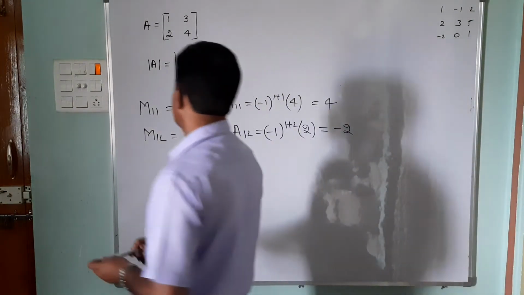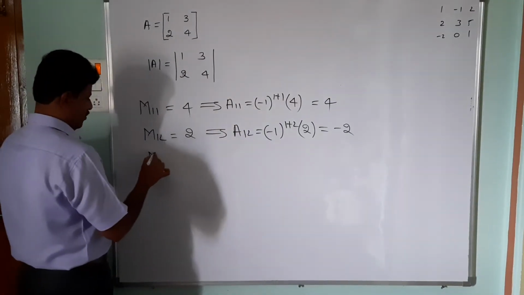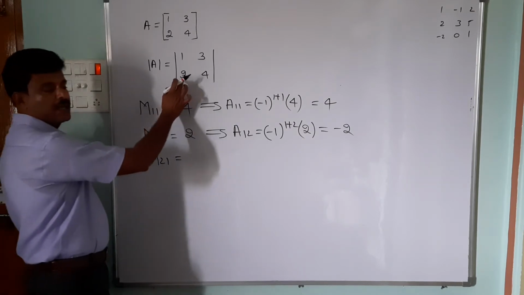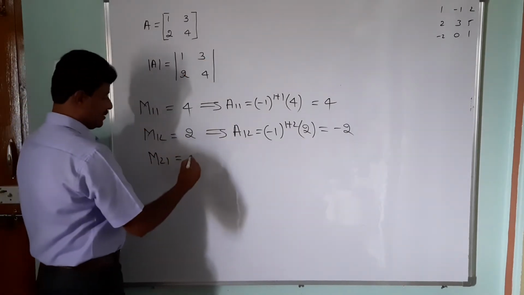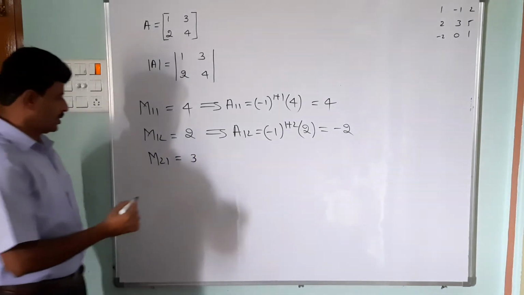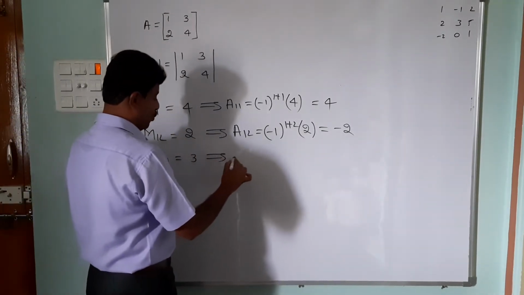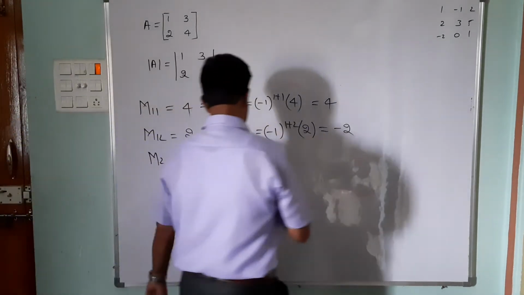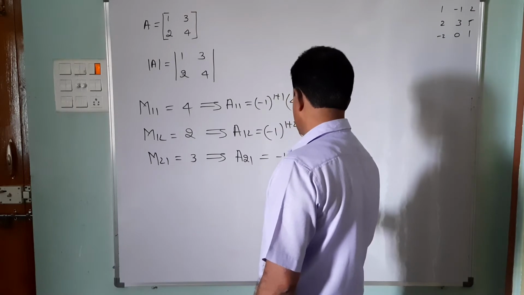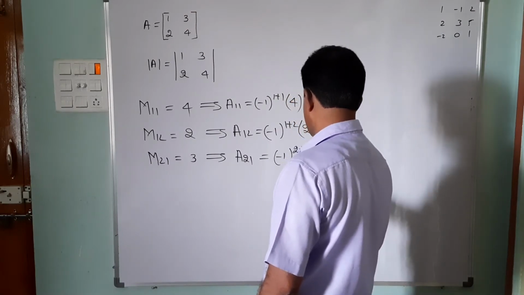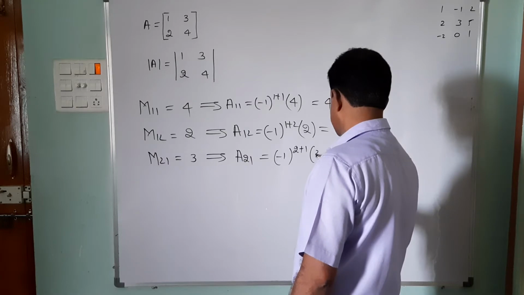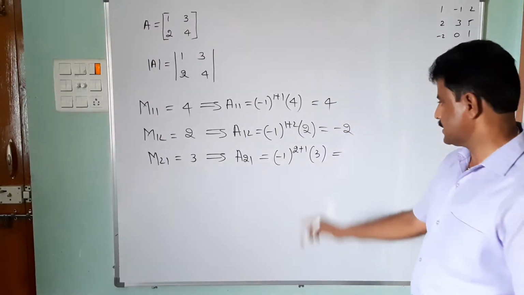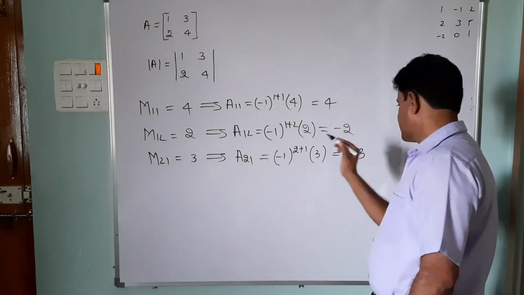Okay, M21 is equal to M21. Yes, this is M21. The minor of 2 is what? 3. The minor of 2 is 3. So then the cofactor of 2: A21 is equal to minus 1 to the power of 2 plus 1 into 3. That is 2 plus 1, 3, an odd number, so negative. That is equal to minus 3.